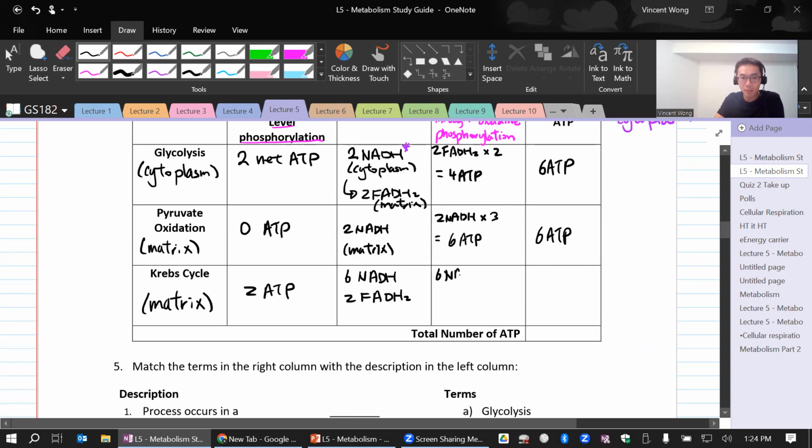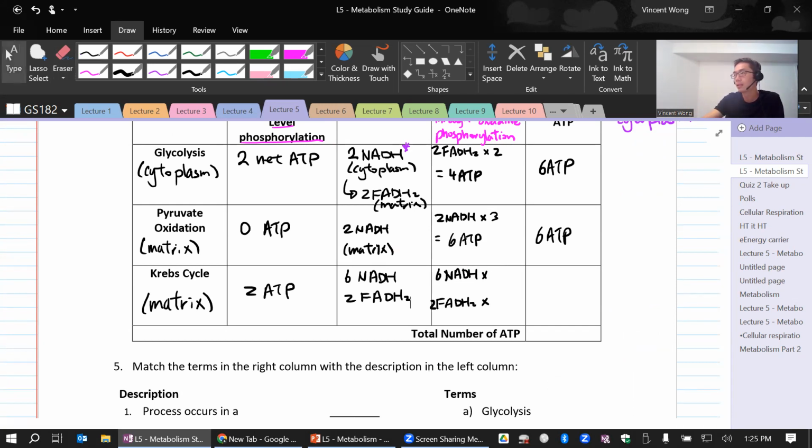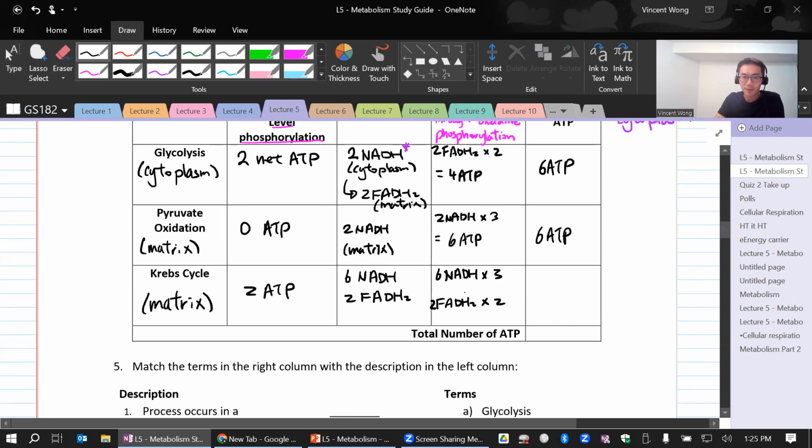So I am going to ask again one more time. What should I multiply these things by? 6 NADH times what? Times 3 and times 2. That's right, Sarah. Times 3 and times 2, which is 18, right? And 4. Got it? So 18 plus 4 plus 2 gives us 24, right?